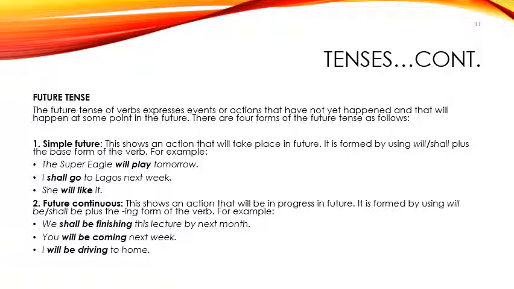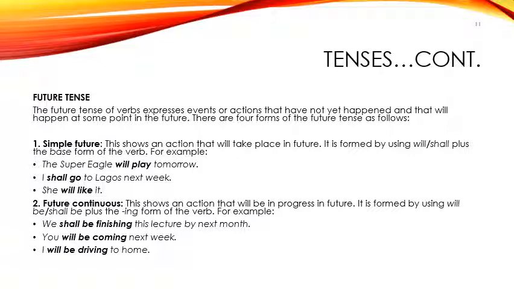It's not yet happening, but it will happen in the future, and at the same time it will be in progress in the future. This tense is also formed using will or shall, that is, will be or shall be plus a verb taking ing form. Remember our discussion of verb forms? Ing form of the verb.